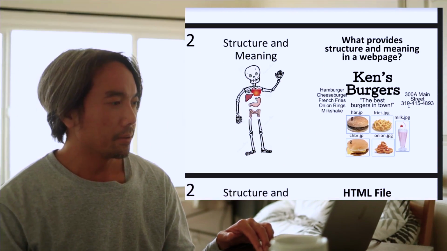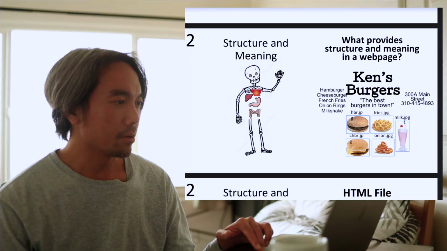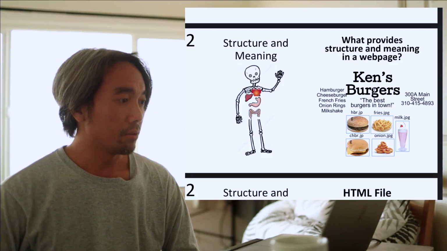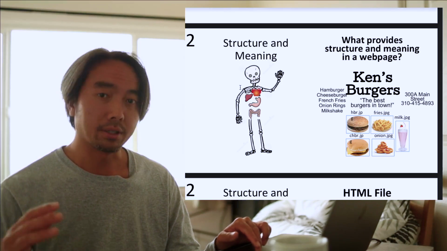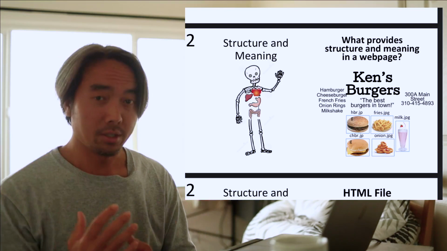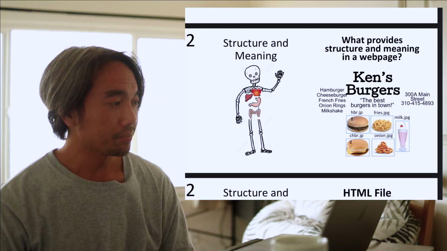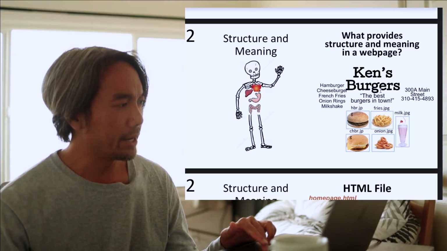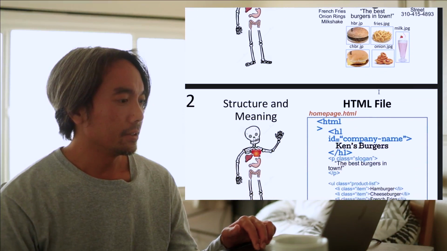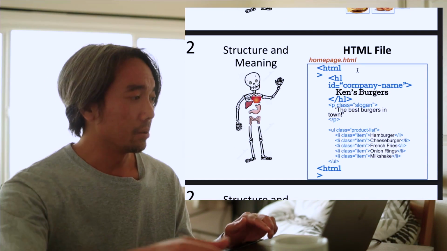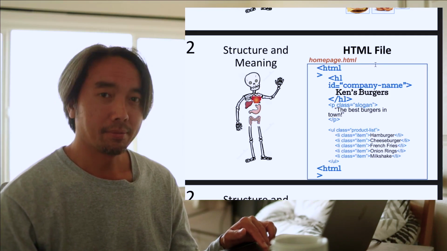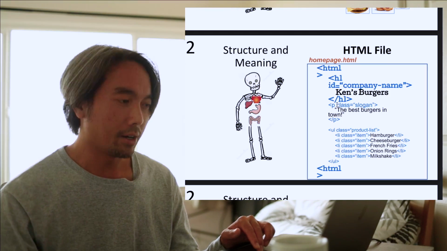Okay, so that being said, once you have the data, what provides structure for a web page? Similar to how a skeleton provides structure for your organs, what provides structure for your web page? Because again, without structure, your data is just kind of lying on the ground as a huge pile of mess. Just getting right to the point here: the HTML file provides structure for your data on a web page.